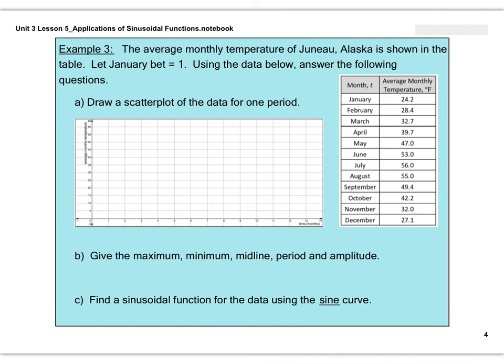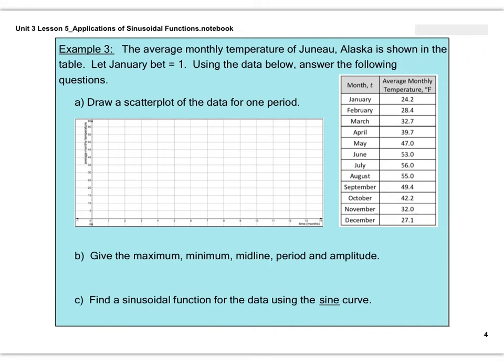Last one. The average monthly temperature in Juneau, Alaska is in this table. Let January be T equals 1. Using the data below, answer the following questions. Part A, draw a scatter plot of the data for one period. Think about a period for the temperatures in Juneau, Alaska. How long will it go before the temperatures start their cycle over? Well, just like here in Minnesota, it's going to be 12 months. Every 12 months, the cycle is going to start over.